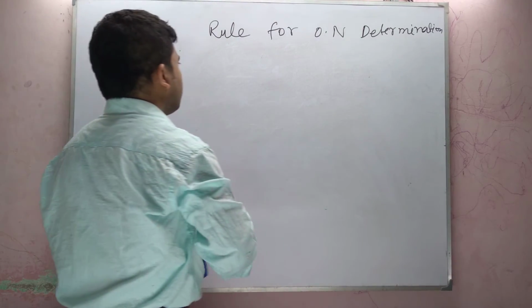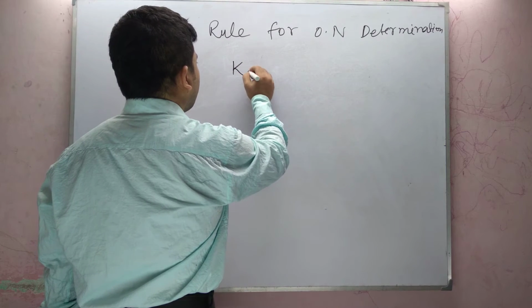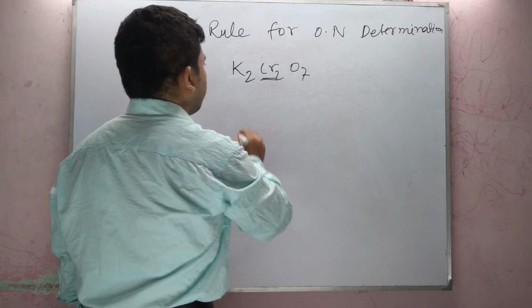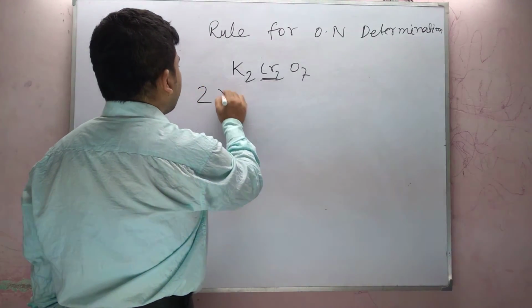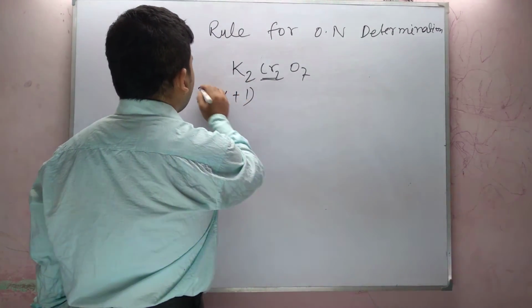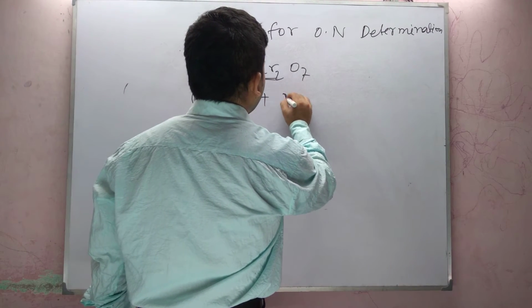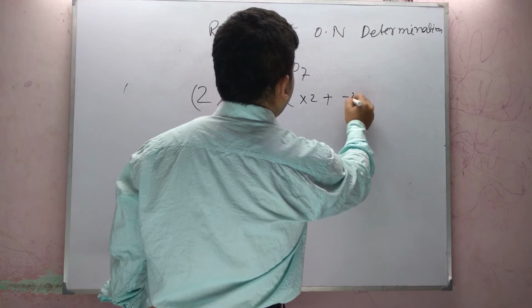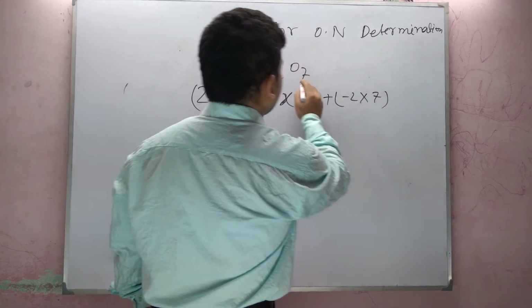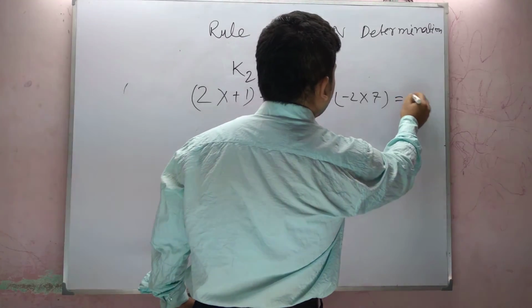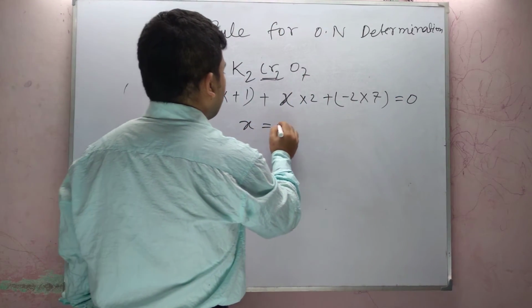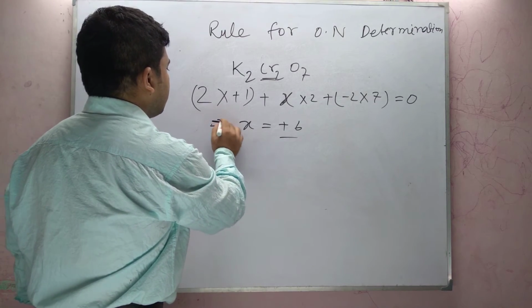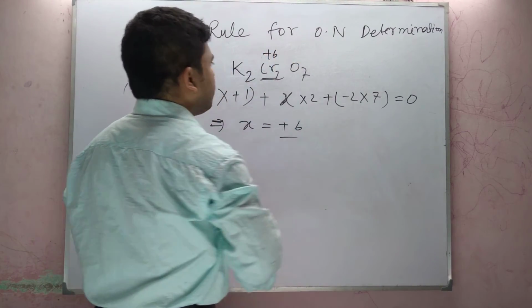As another example, we calculate the oxidation number of chromium in K2Cr2O7. We write potassium as +1 into 2, then chromium as X into 2, plus -2 into 7, because seven oxygens are present, and the overall result is 0. Therefore X equals +6. So this is the oxidation state of chromium here, +6.